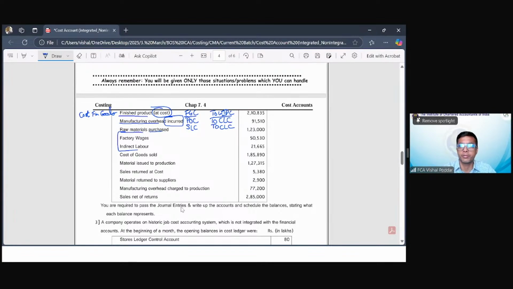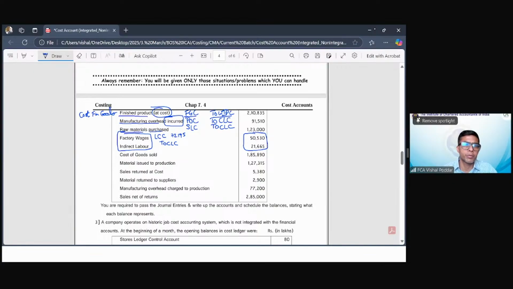Again for labor, I will have to do two things. Firstly, I will pass entry for incurring. So it is LCC, that is labor debit, to CLC, and I will combine both these amounts. So it will come to 72,195. So first transaction is for labor cost incurred.